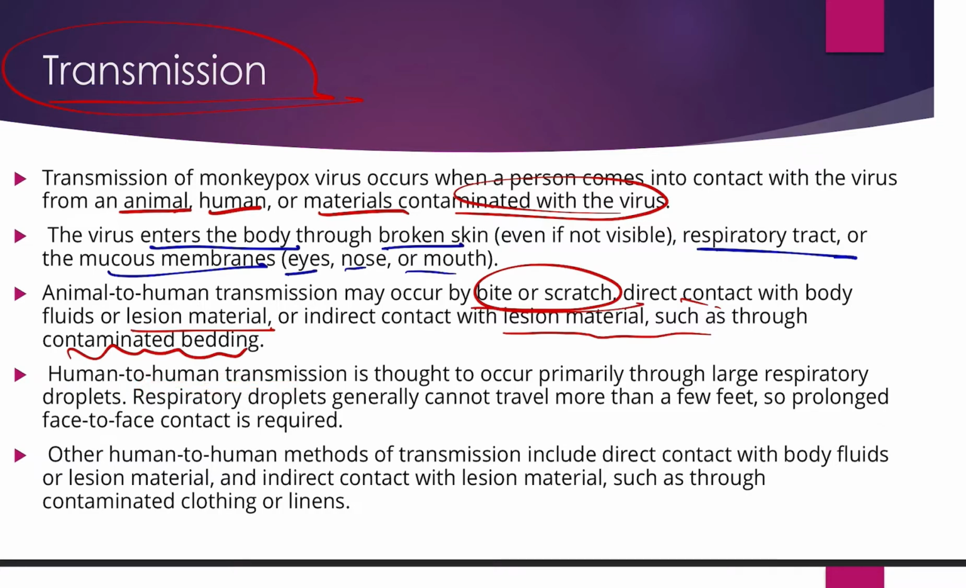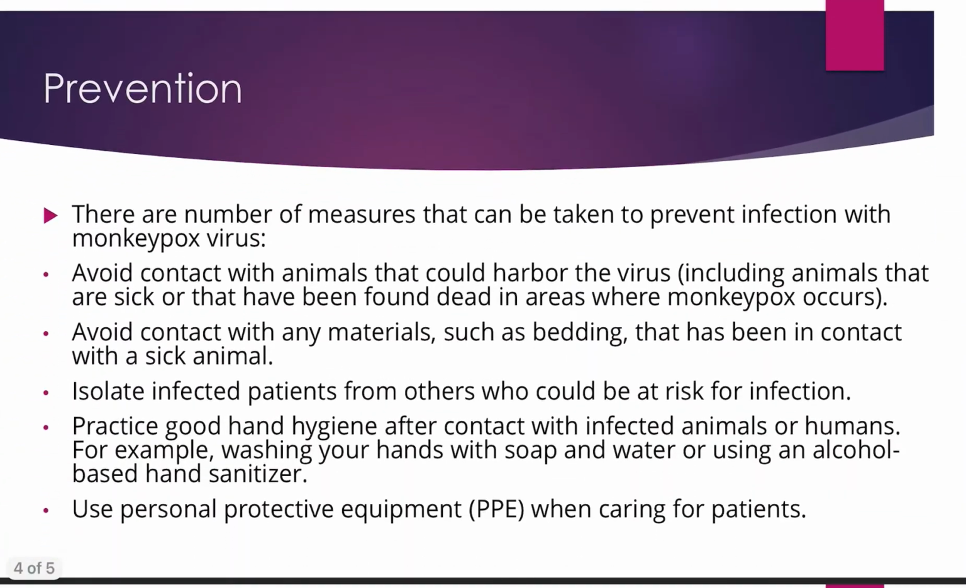Human to human transmission is also possible, primarily through large respiratory droplets. Respiratory droplets generally cannot travel more than a few feet, so prolonged face-to-face contact is required for human to human transmission. Other human to human transmission methods include direct contact with body fluid or lesion materials, and indirect contact with lesion materials such as through contaminated clothing or linens.